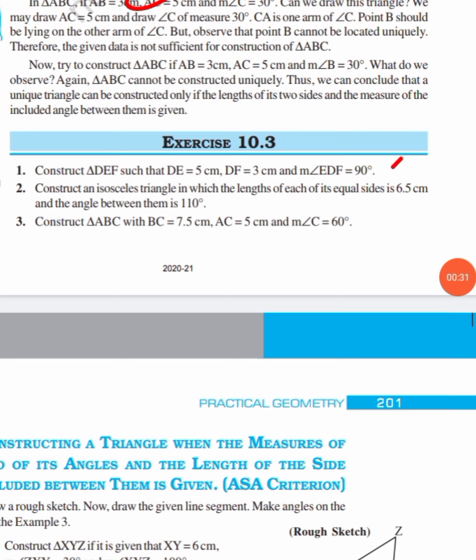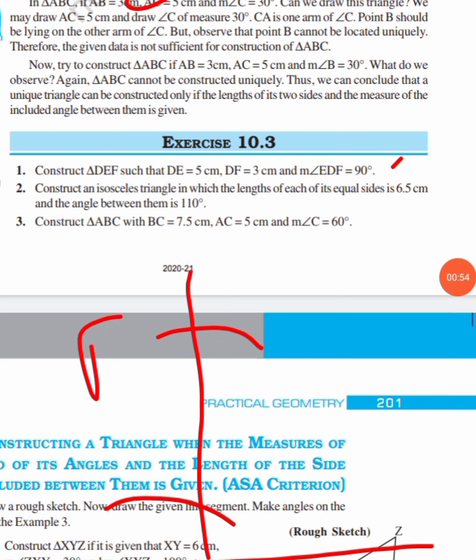Now coming to the first question. We have a rough diagram with DE, which is 5 centimeter, and DF, which is 3 centimeter, whereas angle D is 90 degree. So I will draw a 90 degree angle, cut F at 3 centimeter and join this. We will do that construction now.